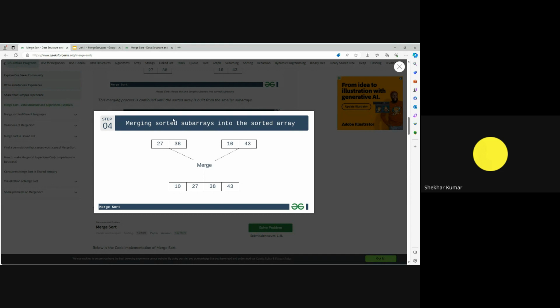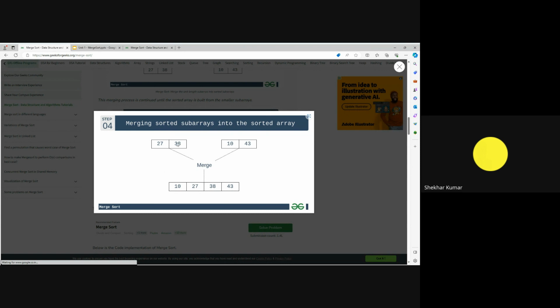Now 27 will be compared with 10. Of both elements, 10 is minimum, so 10 will be moved to the first place and 27 will be in the second place. Then 27 is compared with 43. Now you can see that 27 is smaller than 43. So 27 is in the third place. Sorry, second place, and 43 in the rest place.